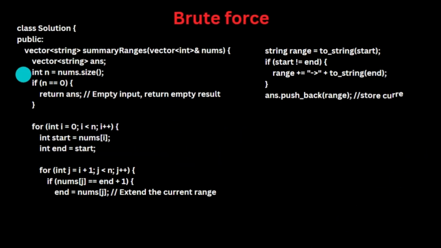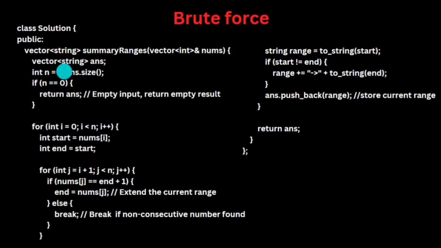Here we initialize a vector of strings and take the size of nums, n, and we check if n is equal to 0, we return an empty answer because there is no element in the array. After that, we apply the outer for loop and initialize start and end, because we have to push the start and end into the string. We will be updating this end further for the consecutive elements.